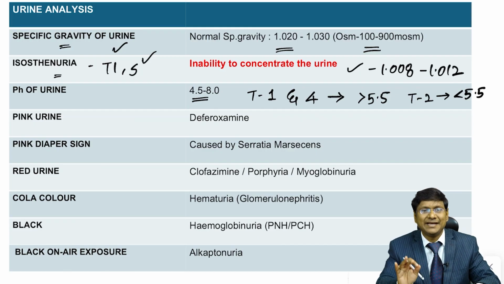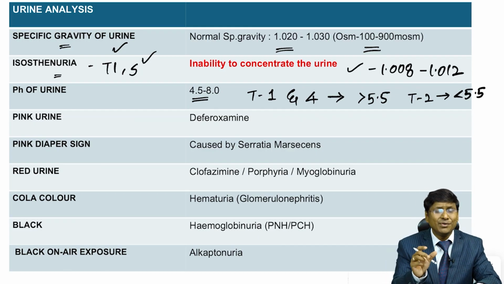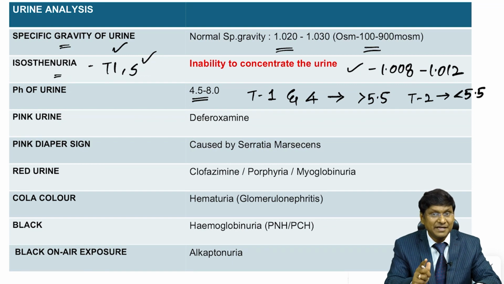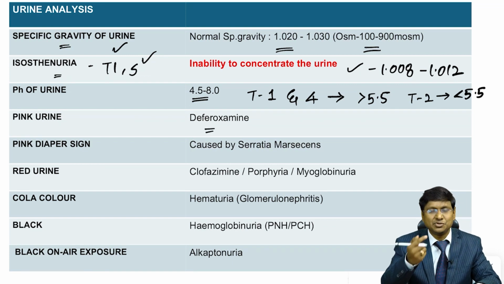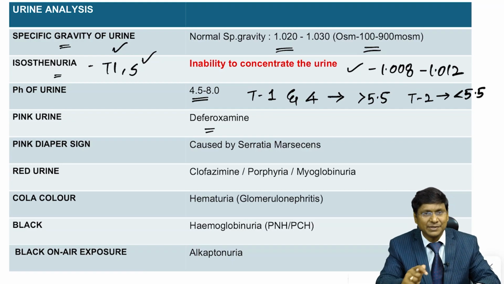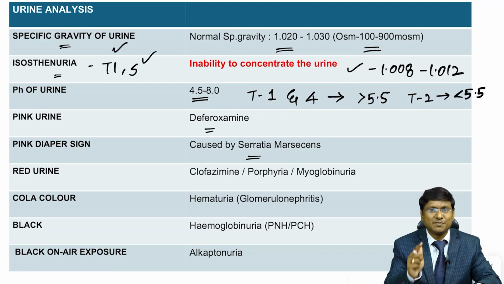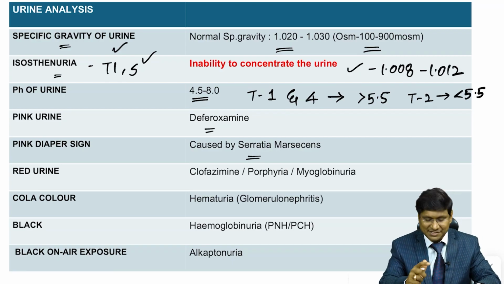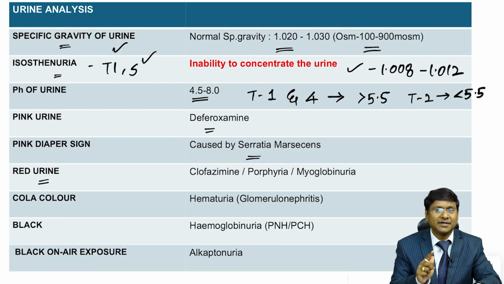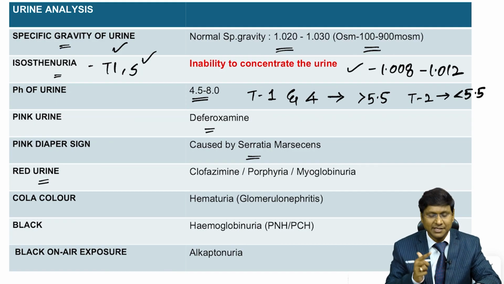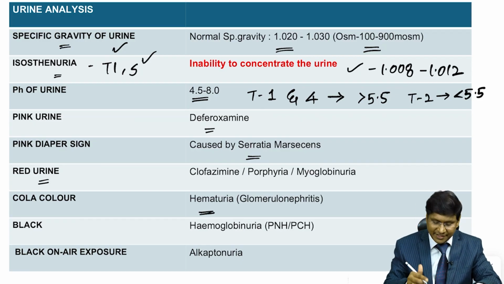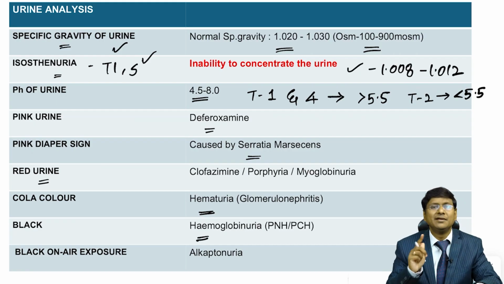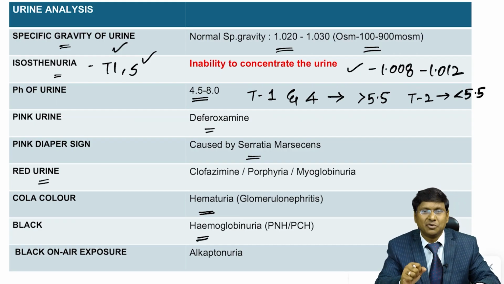Next, you need to be completely aware of the color of the urine. Pink urine occurs whenever the individual is consuming desferoxamine, an iron chelating agent that can give rise to pink urine. The pink diaper sign is caused by infections with Serratia marcescens. Red urine is seen with clofazimine, porphyria or myoglobinuria. Cola colored urine is observed in case of hematuria or glomerulonephritis. Black colored urine is observed in case of hemoglobinuria, right?